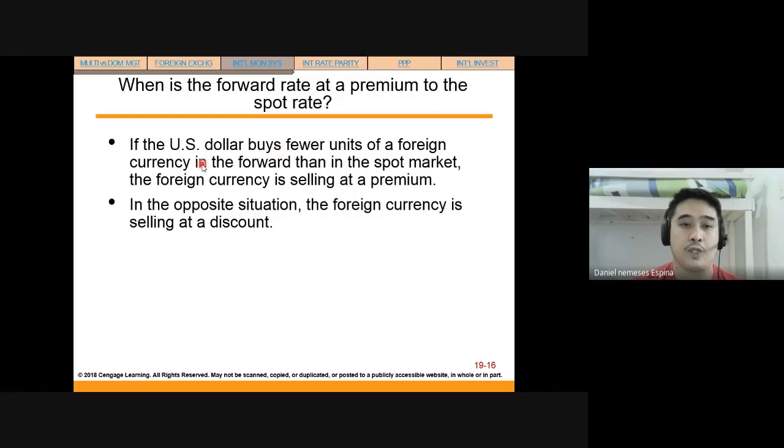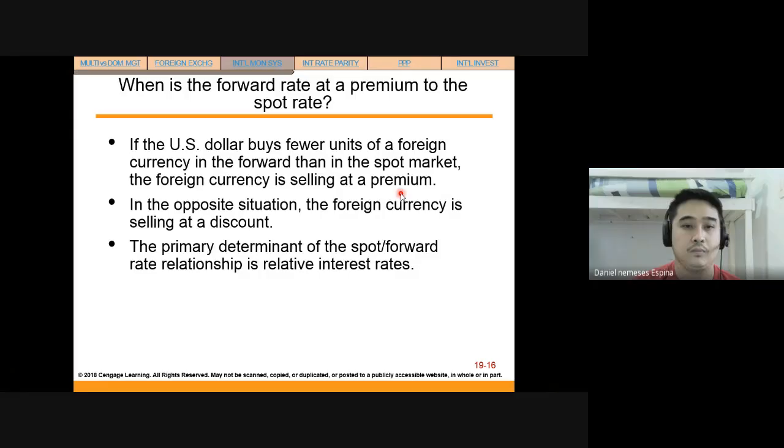Otherwise, it is selling at a discount, which means that in the forward exchange rate contract, you can buy more units of the foreign currency than in the spot market. So the rates in the forward is cheaper relative to the spot market rate.